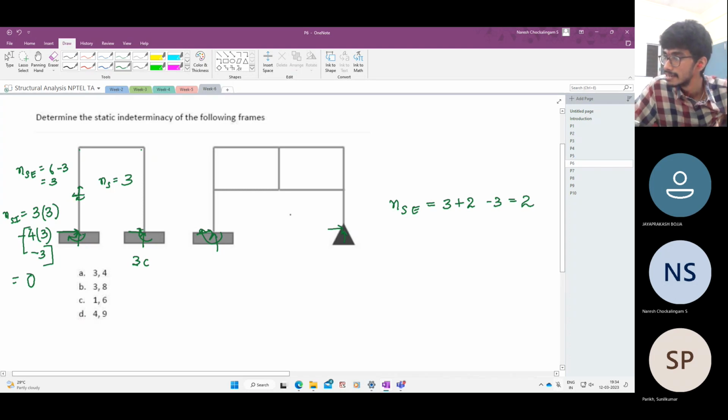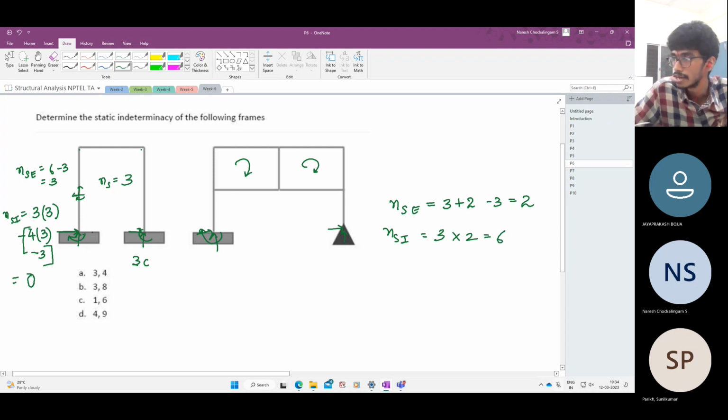And what is internal? If we see, there are 2 closed loops like this. So if you use the formula, you will get 3 into 2, which is 6. Or if we use Sumed's approach, what did Sumed suggest? 3 into the number of members. How many members are there? 1, 2, 3, 4, 5, 6, 7, 8, 9. So there are 9 members minus 3j minus 3.